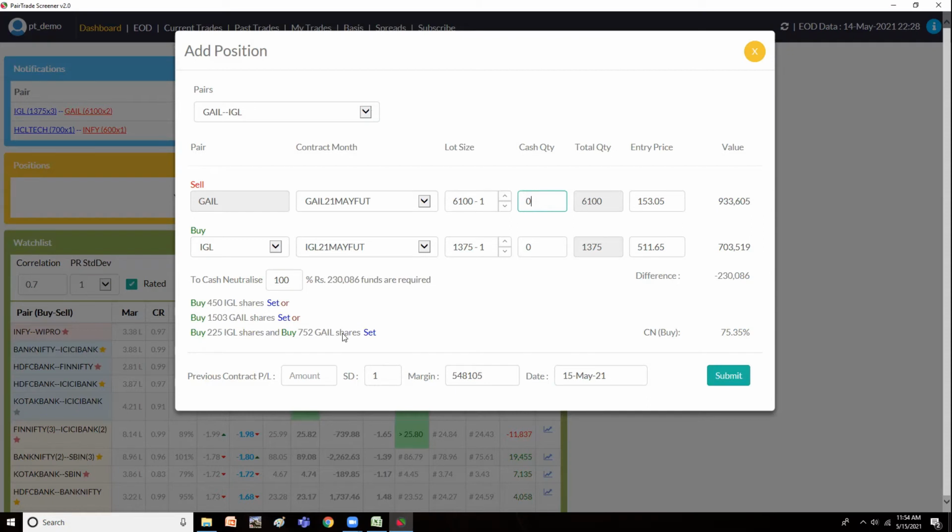And there is another third option also. We could invest on both sides. I can just say set here. So 50% of the amount is invested here, 50% is invested here. So the cash neutrality still becomes 100. Depending upon the market conditions, you could go with the 3 kinds of combinations.